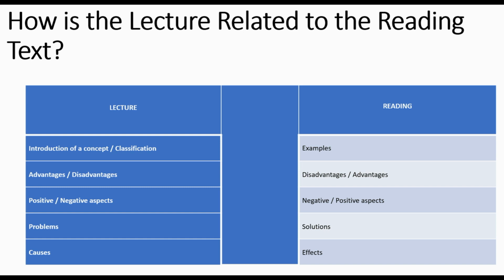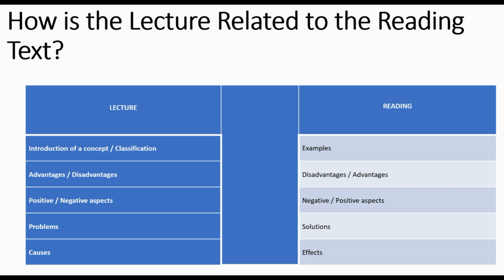The second one is advantage or disadvantage. If the lecture is about, for example, the advantages of online education, then the reading will be about the disadvantages of this type of education. Or this could be the opposite. The lecture may talk about the disadvantages while the reading text mentions the advantages. Similar to the advantage and disadvantage of something, the lecture may be about the positive aspects of social media, for example, while the reading will be about the negative aspects of social media or vice versa.